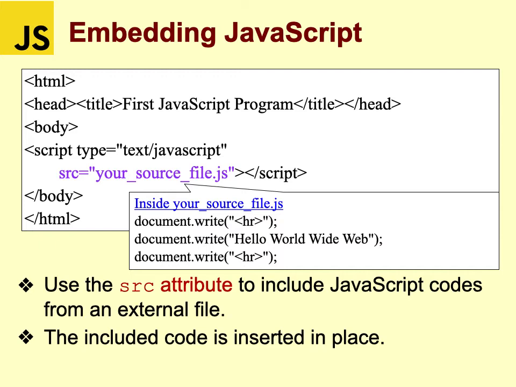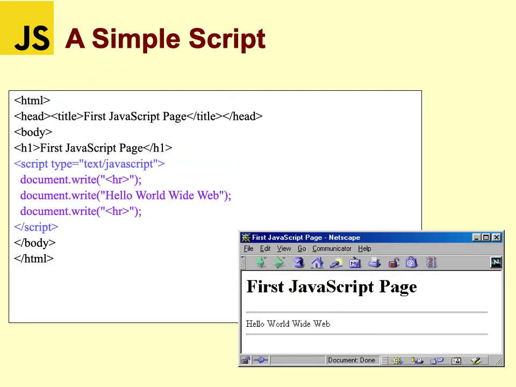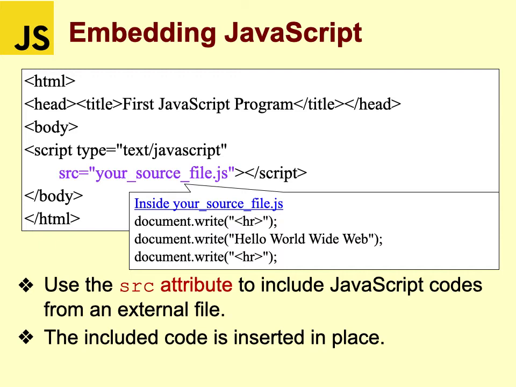So what we have seen in the previous slide, those document.write statements are placed in an external file, and that file is saved with a .js extension. You can use any file name. So instead of your_source_file.js you can use any valid identifier for a file. So that is included here. This is how a JavaScript external file is embedded with your HTML code.